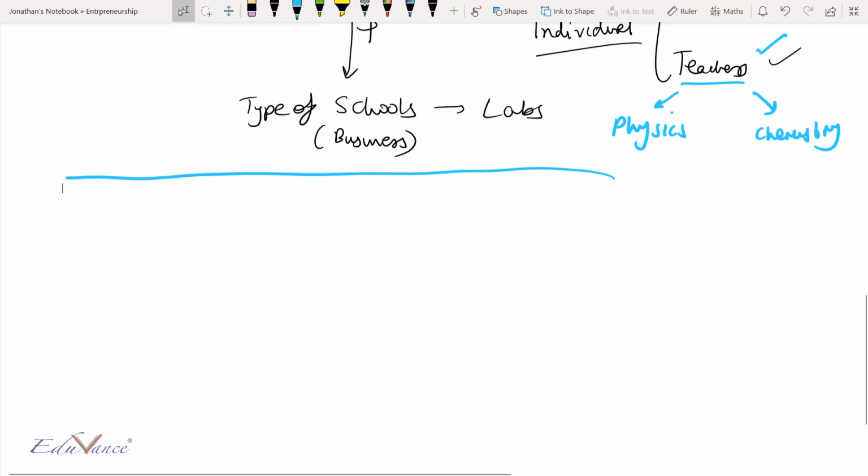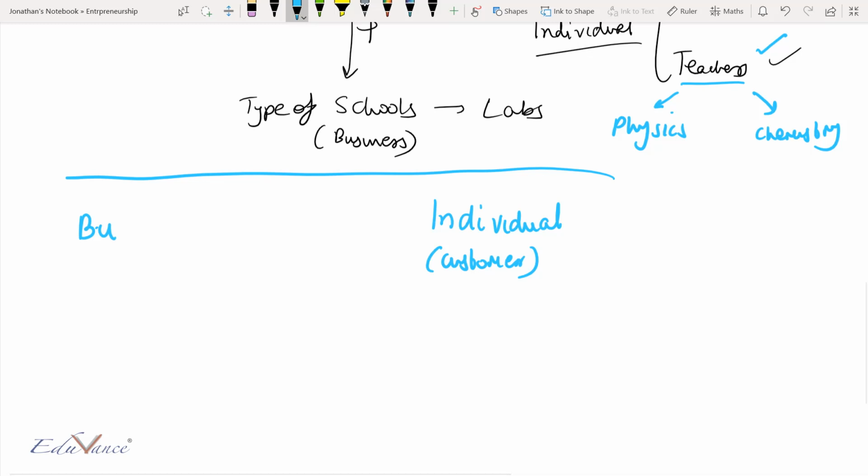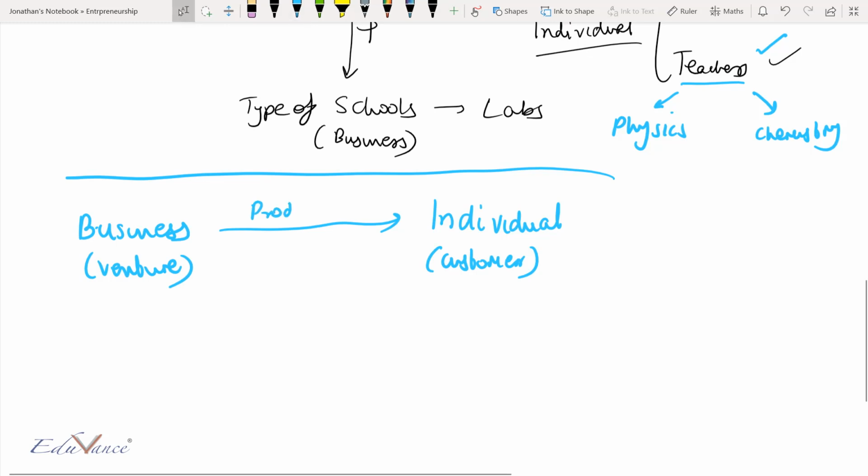If, as a company, you are selling to an individual or a customer, you meaning your business, you've given your business or your venture a name. When, as a business, you're selling your product or your service directly to an individual, this is called B2C, or business to customer. B2C, that's the term we'll be using.